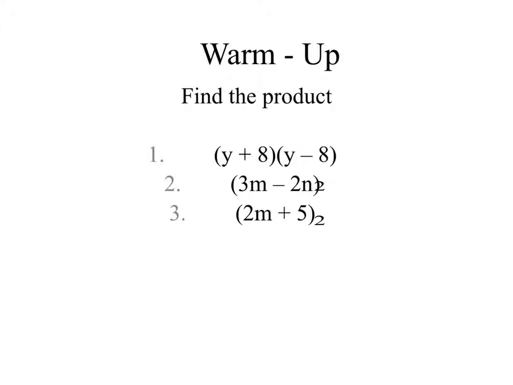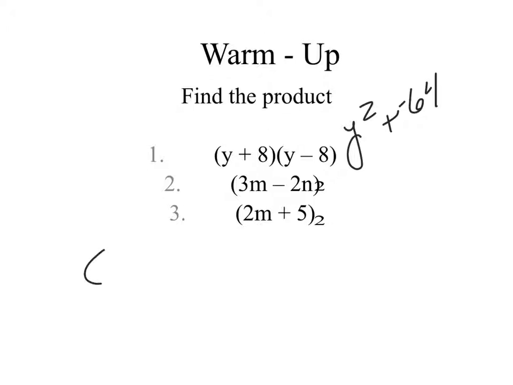So now that you've had a chance to try them, all you're doing is pretty much FOILing. You'll notice in 2 and 3 that my exponents didn't come over correctly, but that should be the quantity 3m minus 2n squared and 2m plus 5 squared. But anyway, the first problem, we're just going to go ahead and factor. So I get y squared. My 8y's are going to cancel, and I get negative 64 at the end.